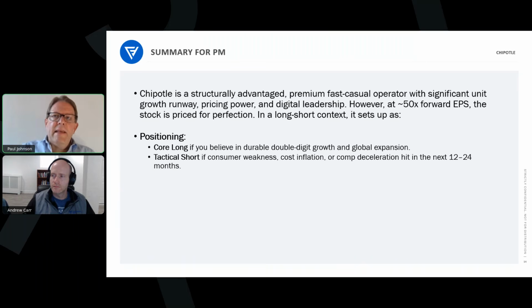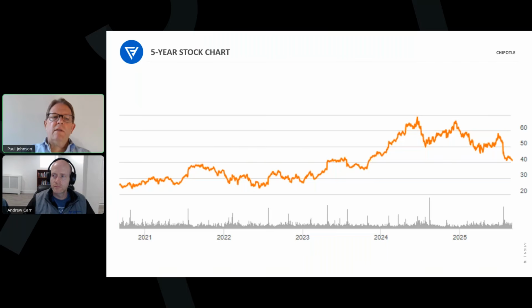We've got to go challenge that thesis. I'm not taking the summary from ChatGPT, but I like the setup. Tactical short if consumer weakness, cost inflation, or a comp deceleration hit. Now they are seeing some comp deceleration. We're going to do that in the numbers. All right, so I was like, not bad for $20 a month and 15 minutes of my time. I'm pretty impressed. All right, so there's your 5-year stock. This has been a big stock up to the top. It's really gone sideways now for all of 25. So that's where I stop.